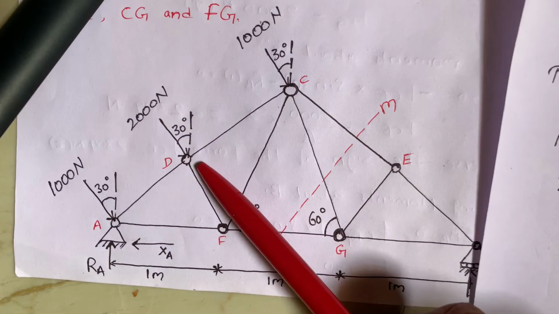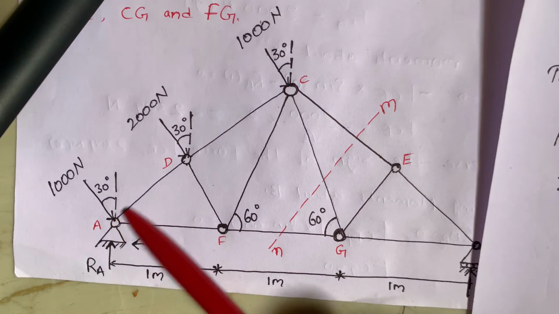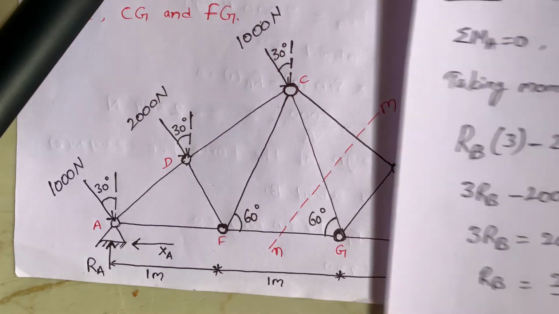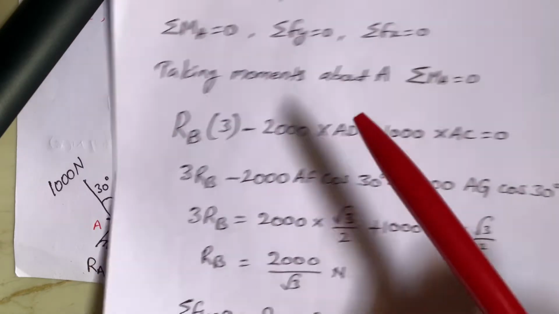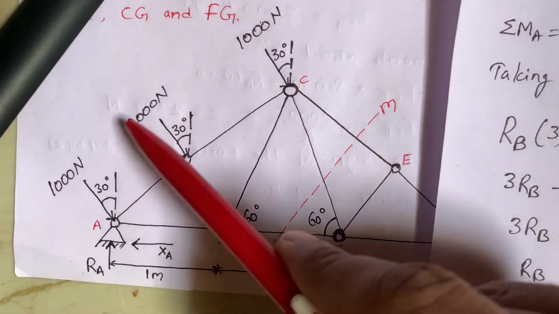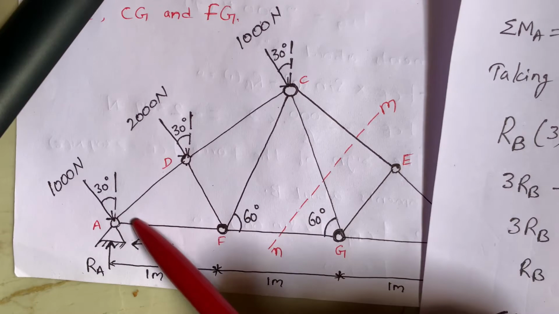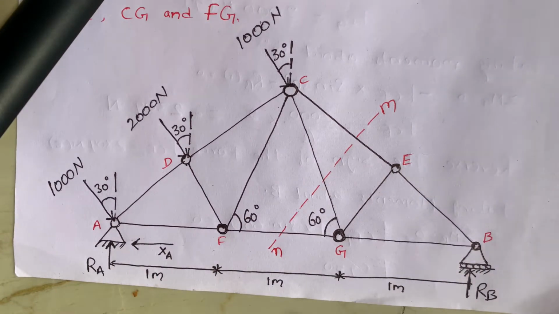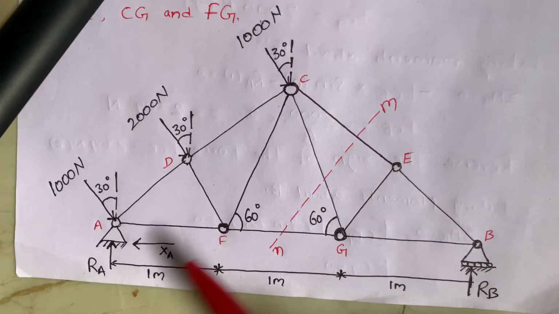Next force is here 2000. So 2000 force into perpendicular distance. Perpendicular distance is AD. So here it is minus 2000 into AD. Why? Because here I am considering this as clockwise movement from D to A, so clockwise I am considering as negative. For anti-clockwise it is positive. That's why RB, an anti-clockwise movement about A, is positive.